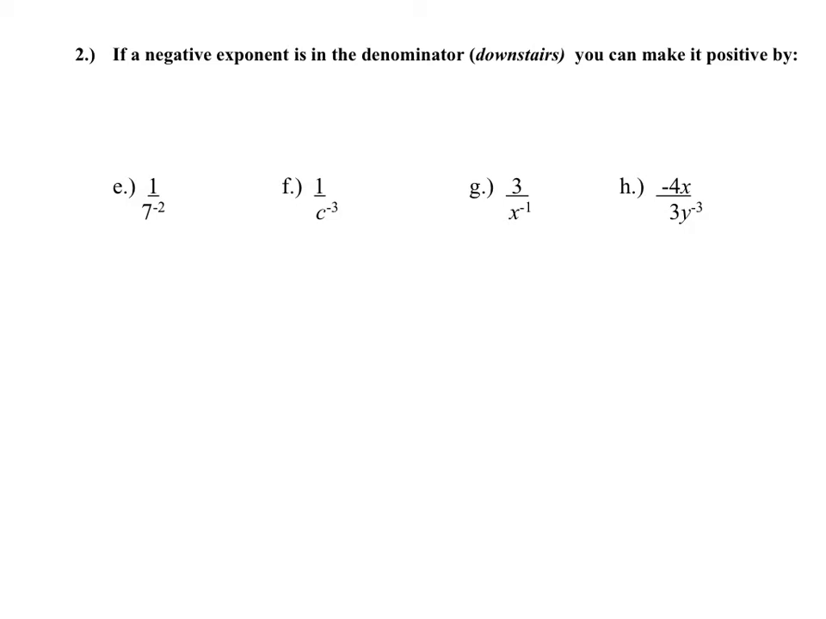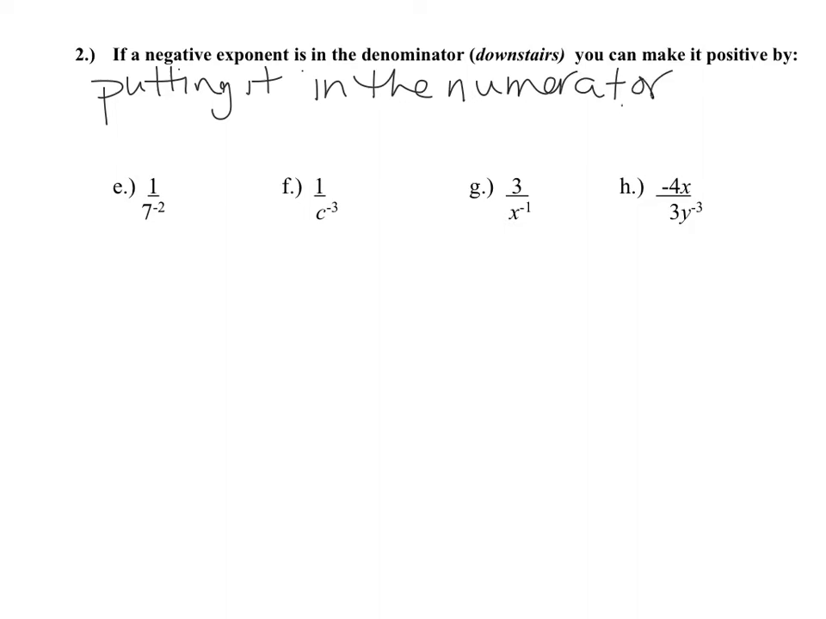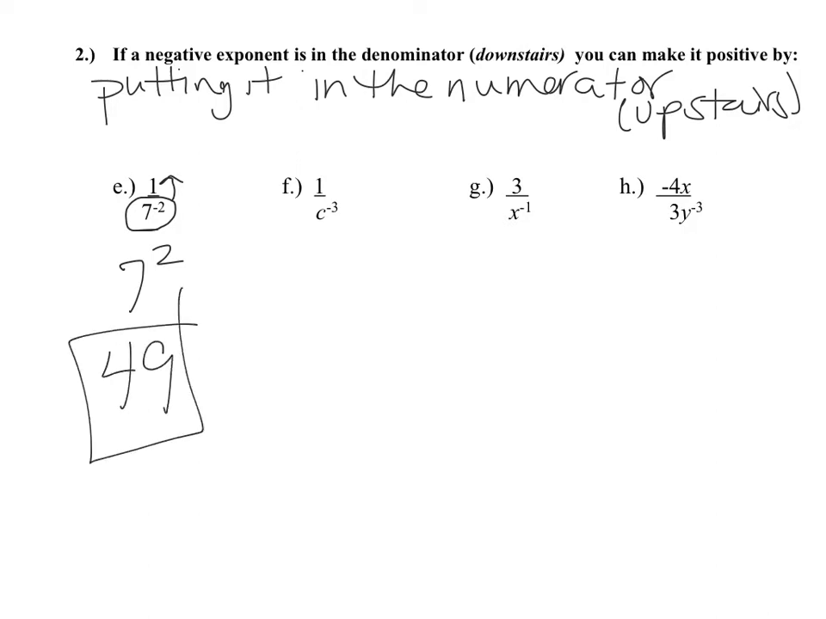And so if a negative exponent is in the denominator or downstairs, you can make it positive by putting it upstairs. Putting it in the numerator, which is upstairs. So you basically are just moving its position. To make it positive, you're moving its position. So 1 over 7 to the negative second, that guy right there becomes positive by putting it upstairs. So it becomes 7 to the second. And 7 to the second is 49. And note, there's nothing in the denominator because we moved it upstairs. Like technically there'd be a 1 in the denominator, but 49 over 1 is just 49.